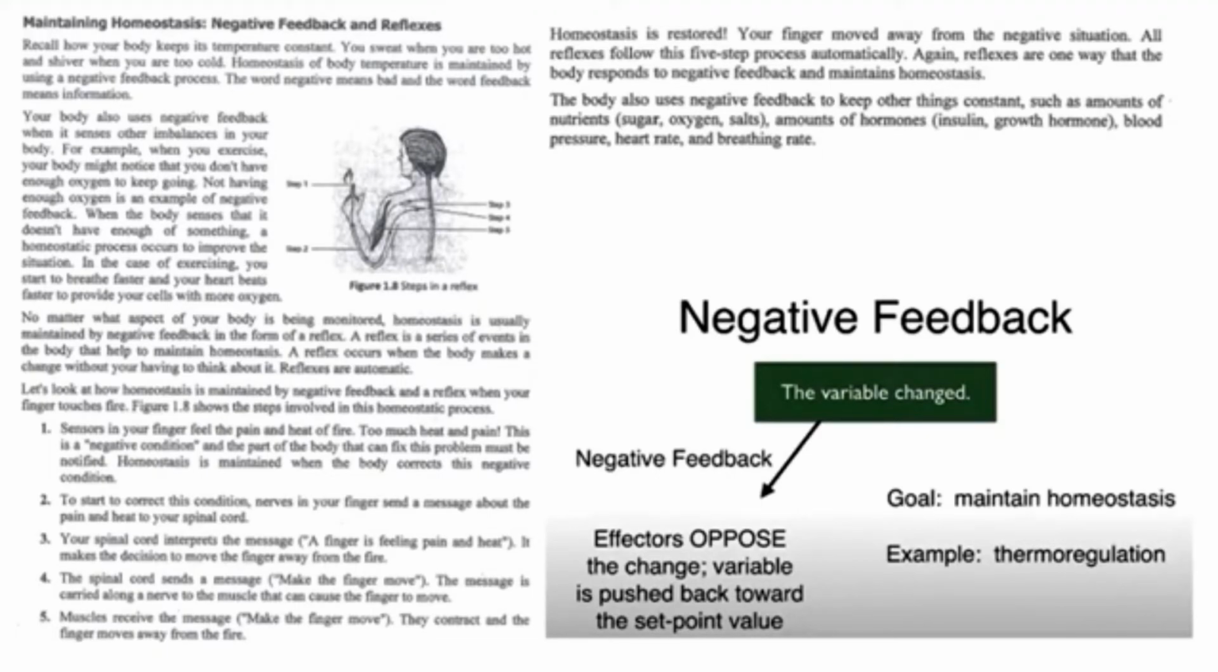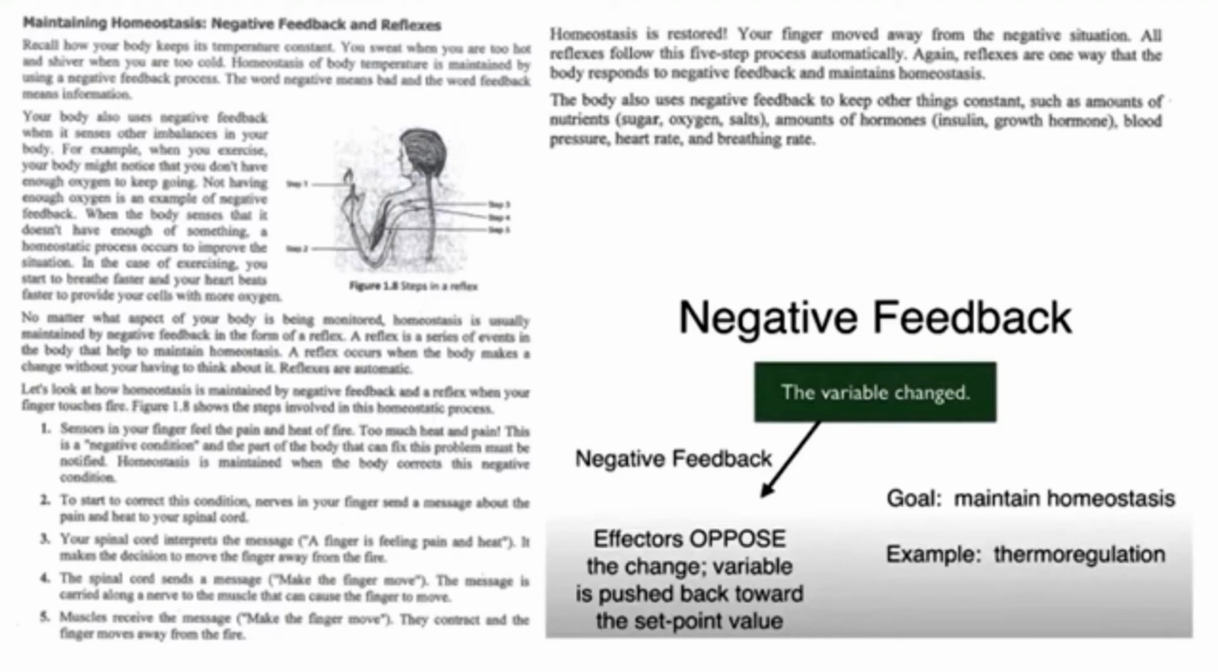No matter what aspect of your body is being monitored, homeostasis is usually maintained by negative feedback in the form of a reflex. A reflex is a series of events in the body that help to maintain homeostasis. A reflex occurs when the body makes a change without your having to think about it. Reflexes are automatic.